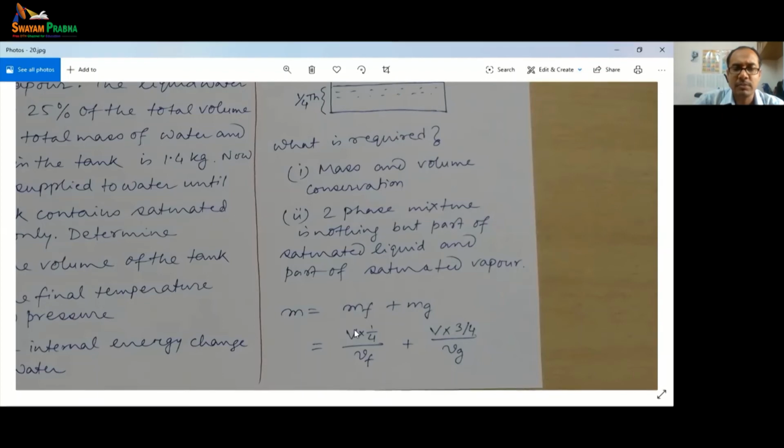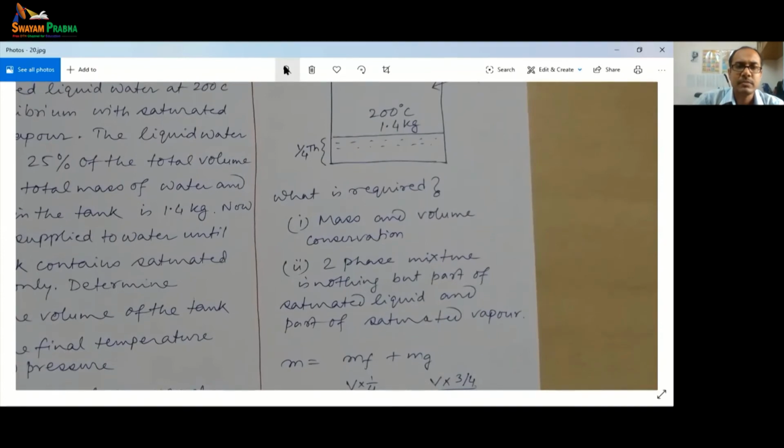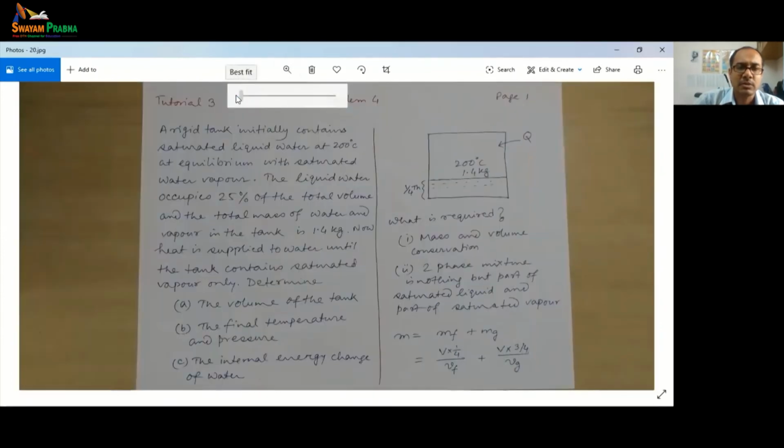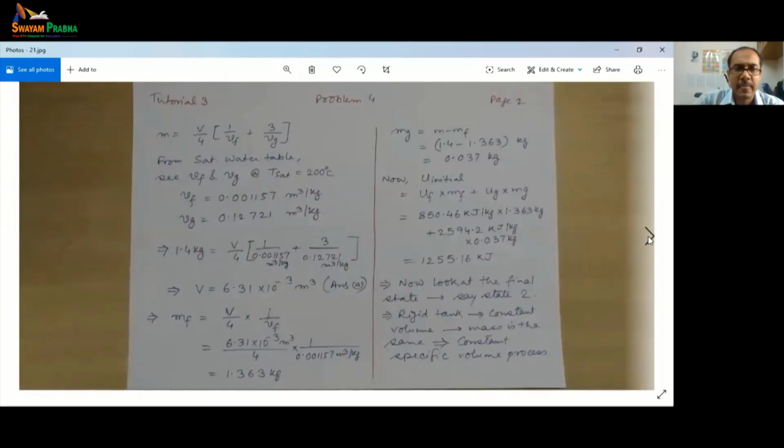That term will give you the mass of fluid. Similarly, the mass of vapor will be given by the rest of the volume, that's capital V into 3/4, divided by the specific volume of gas, small v subscript g. Okay, so this equation you agree with? Let's see how we can utilize whatever information is given.